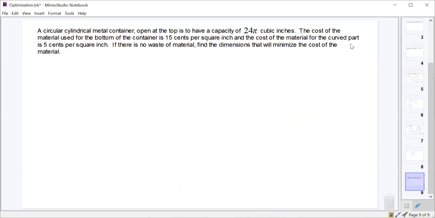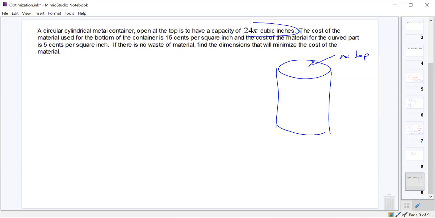Ready, go. So we've got a cylinder again. It's open at the top, so there's no top to it. Right, so we're gonna say no top, so we don't need to account for that at all. It has a capacity of 24 pi cubic inches, which tells us that the volume is 24 pi. And we're talking about the cost of the material.